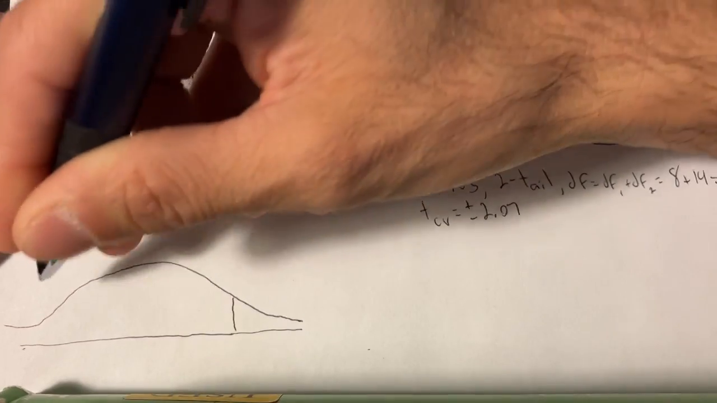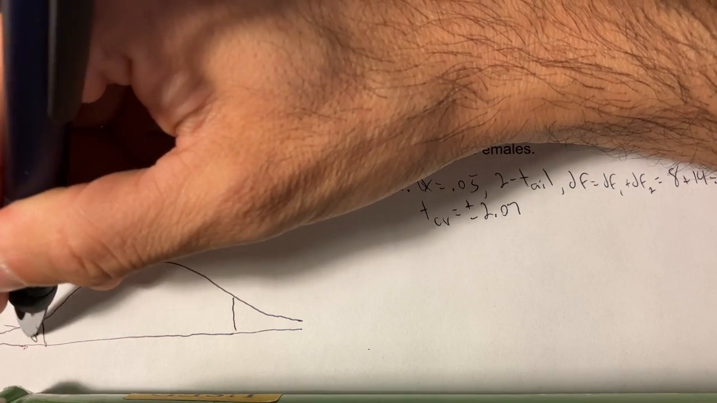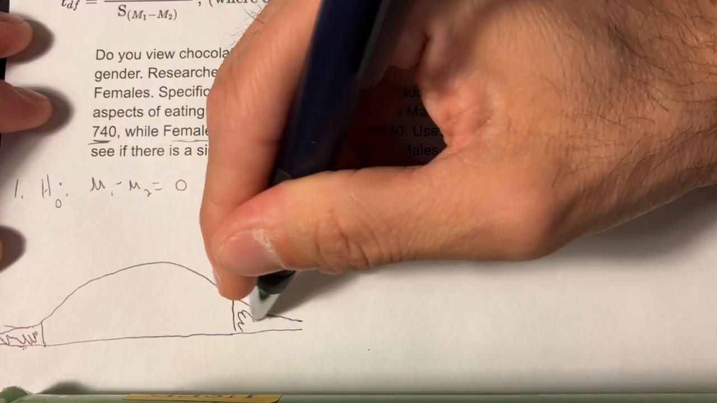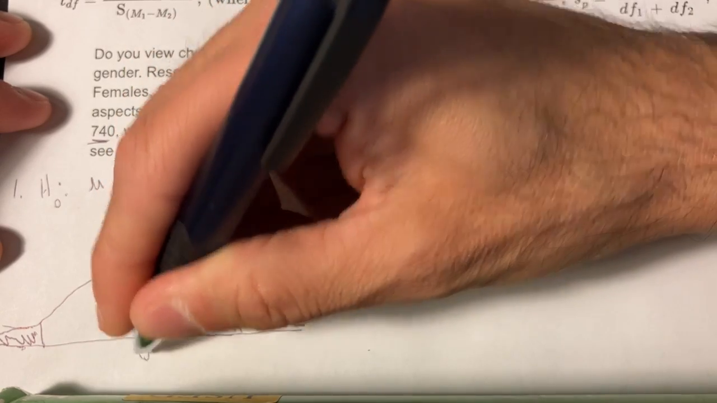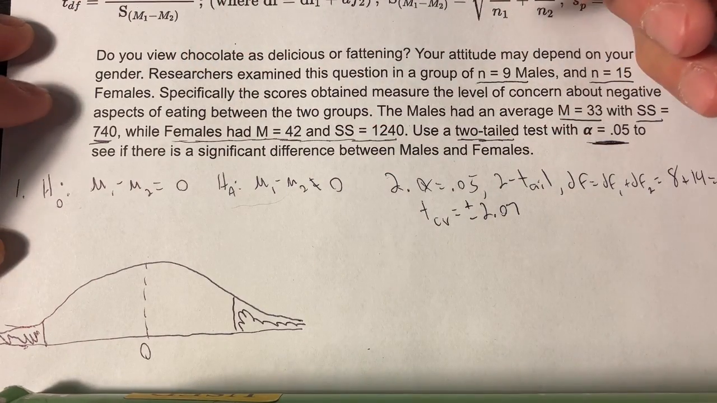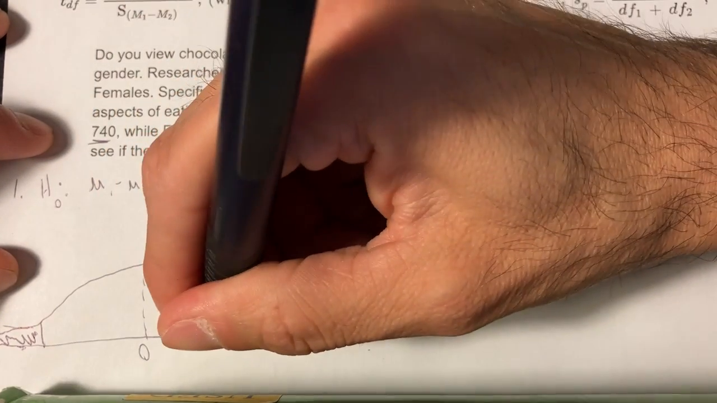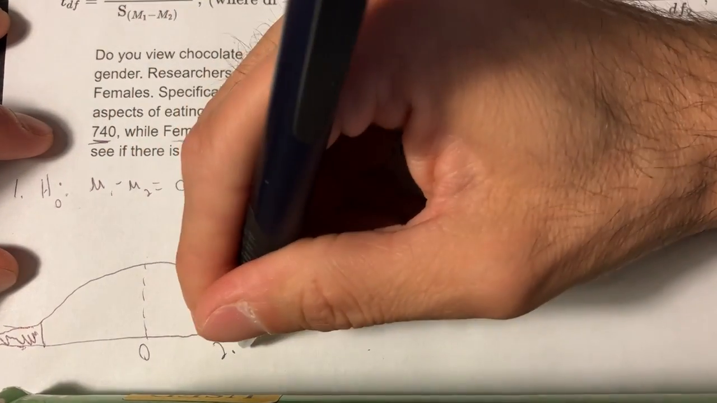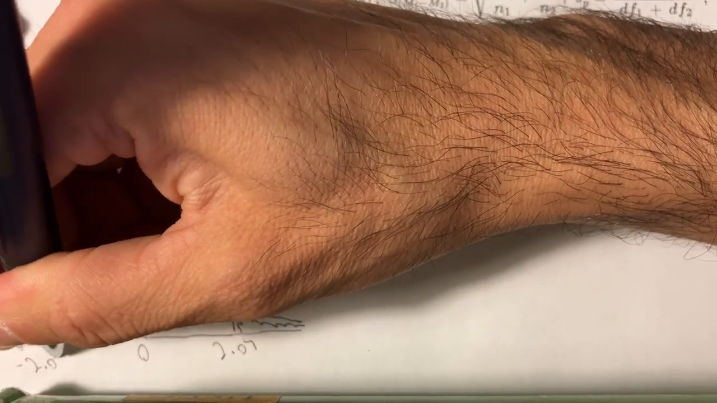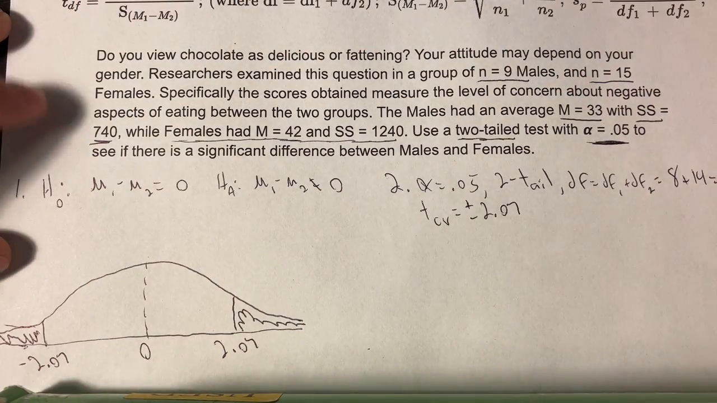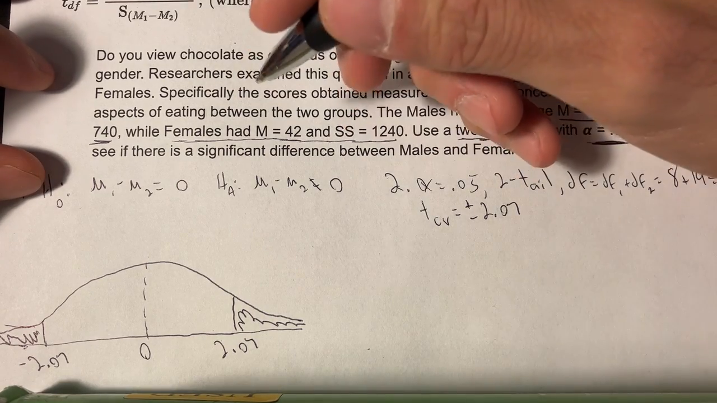And we're going to do a two-tail. And this one is centered at 0 because we want to see whether there's any difference from 0. Our cutoff values are 2.07 and negative 2.07.